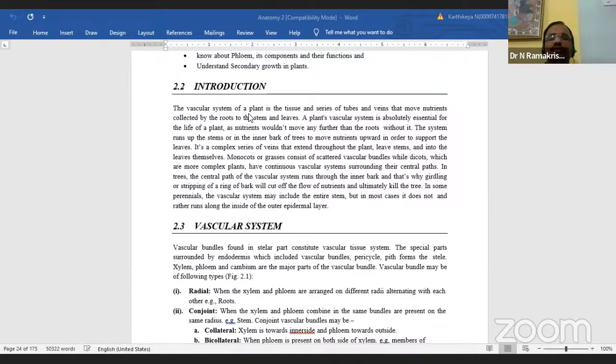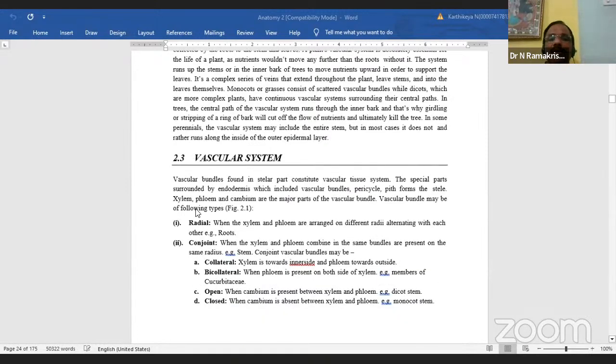The vascular system of a plant is the tissue and series of tubes or veins through which nutrients are collected and carried. You already know the introduction: xylem and phloem together form the vascular system. Now, the vascular bundles are part of the vascular tissue system. Xylem, phloem, and cambium are the major parts of the vascular bundles.